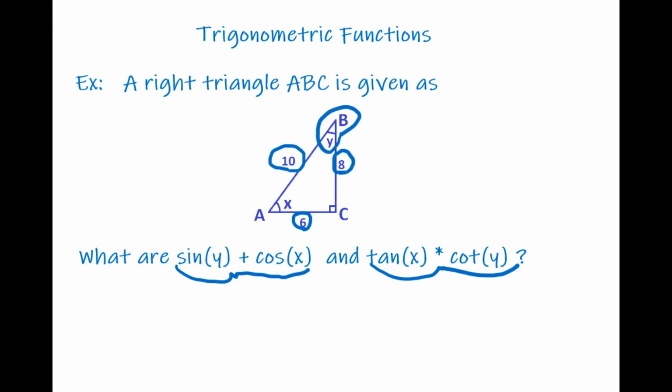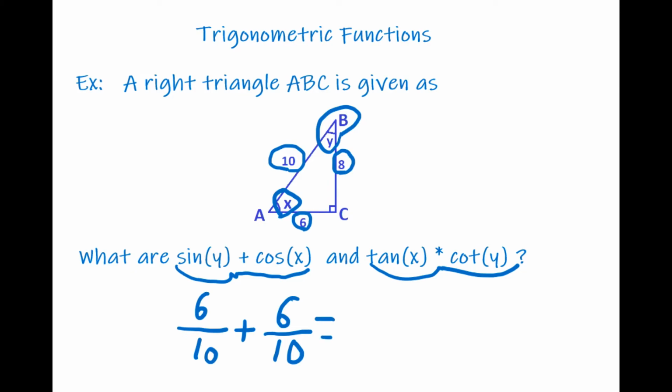According to the angle y, what is the opposite side? Of course, the opposite side is 6. So I'm going to have here 6 divided by hypotenuse, which is 10, plus for cosine of x, I'm going to look at the situation from angle x perspective, and according to the angle x, cosine was what? Adjacent divided by hypotenuse. So again, adjacent according to the angle x is 6. So still I'm going to have 6 divided by 10 from here also.